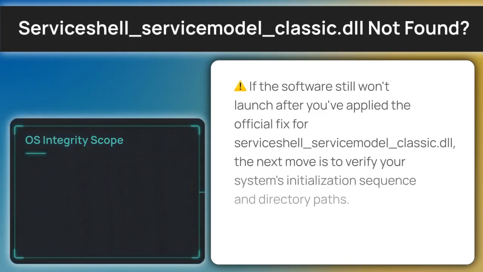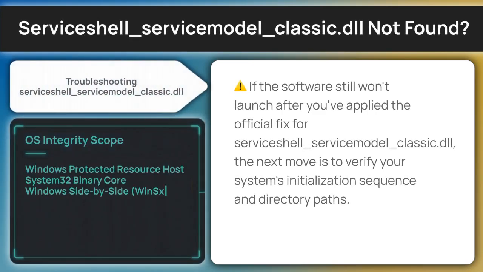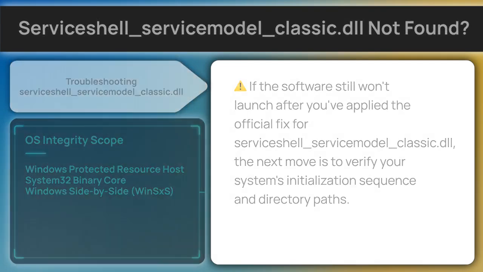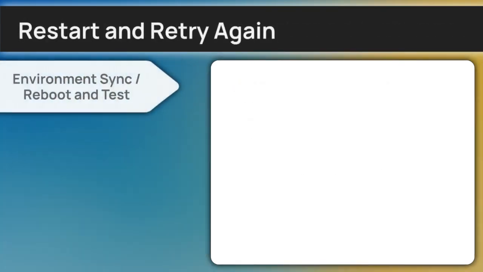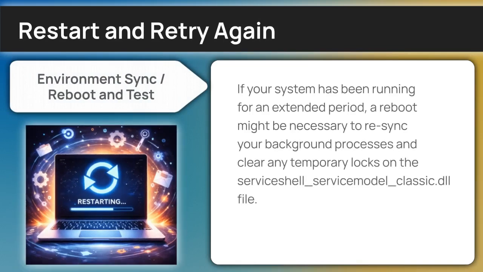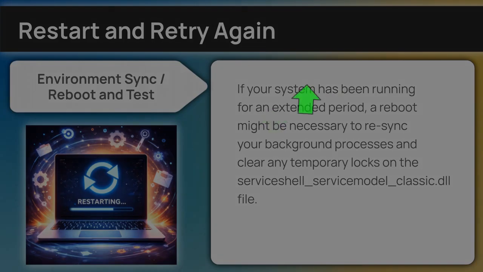When a standard software refresh isn't enough, we need to bypass the automated installers and look at manual system state resets. A quick reboot can determine if the error is transient. While it won't fix a deleted file, it can re-establish the connection between your software and the Service Shell Service Model Classic Module file if the path was temporarily busy.